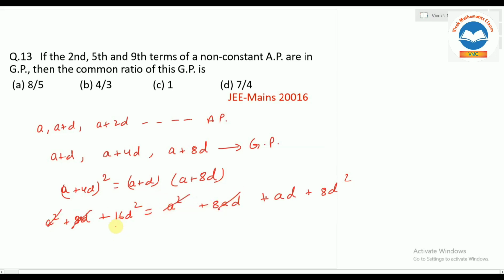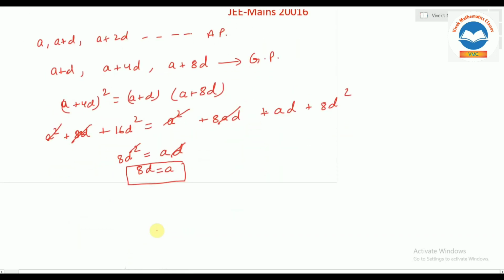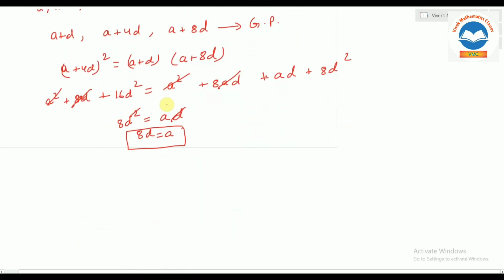So what we are getting? 16D square minus 8D square will be 8D square will be equal to AD. 8D square will be AD. It means 8D will be equal to A. This we are getting. It means A value will be 8D. They are asking common ratio of the GP. What will be common ratio? Second term divided by first term. Okay. So what will be our common ratio of this GP?